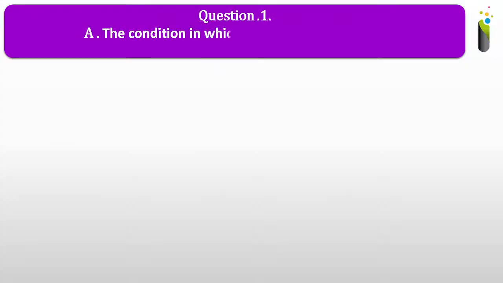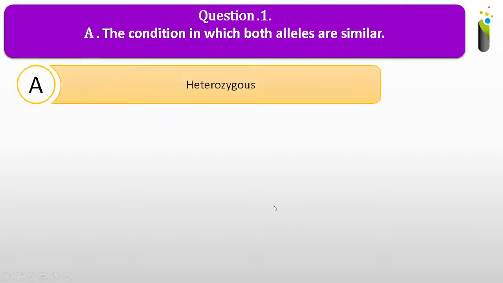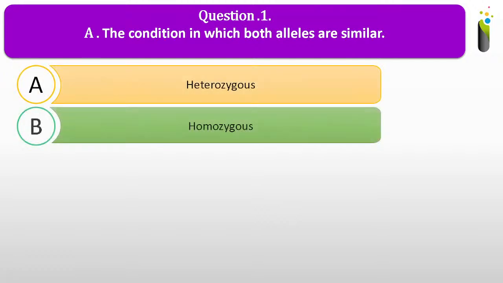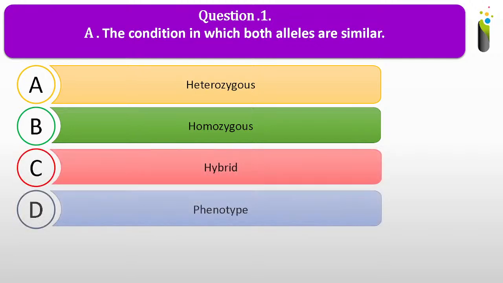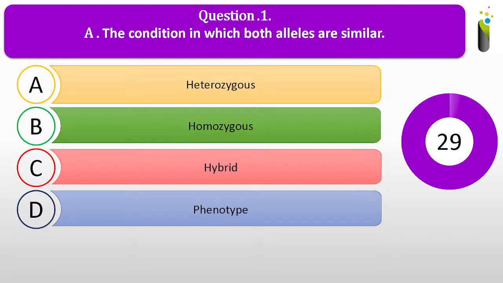Question number one, sub-question A. The condition in which both alleles are similar. A. Heterozygous. B. Homozygous. C. Hybrid. D. Phenotype. So, condition in which both the alleles are similar. It's quite an easy question.